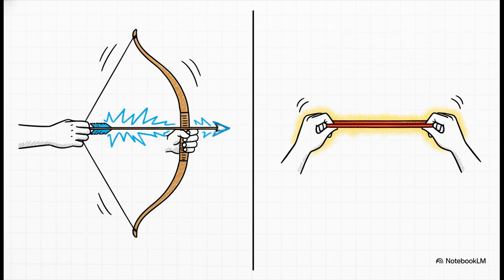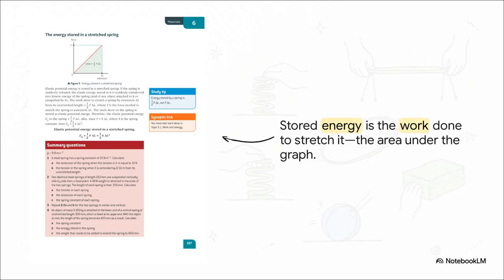Now think about this for a second. When you pull back a bowstring or you stretch a rubber band, you're fighting against its force, right? You're doing work. But that work you do doesn't just vanish into thin air, it gets stored inside the material as potential energy. And this illustrates it perfectly.